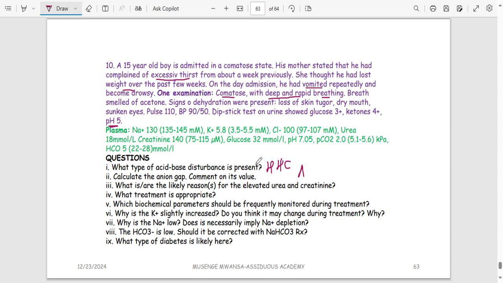Okay, here first we want to state the acid-base disturbance. So for the acid-base disturbance, let's look at pH is 5. That is high, isn't it? So we have got a high pH. And then what else? Let's look at the causes of high pH. This is already alkalosis.